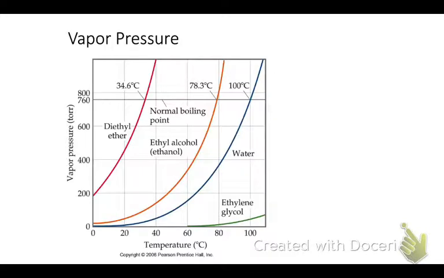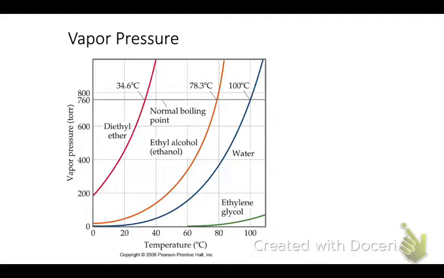Vapor pressure is directly related to the intermolecular forces. So if the forces holding molecules are weak, then they can escape much faster with lower energy. So here is a diagram to explain that.